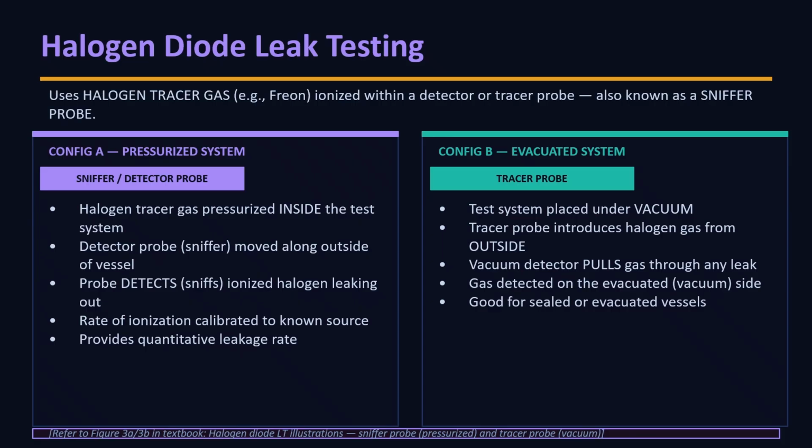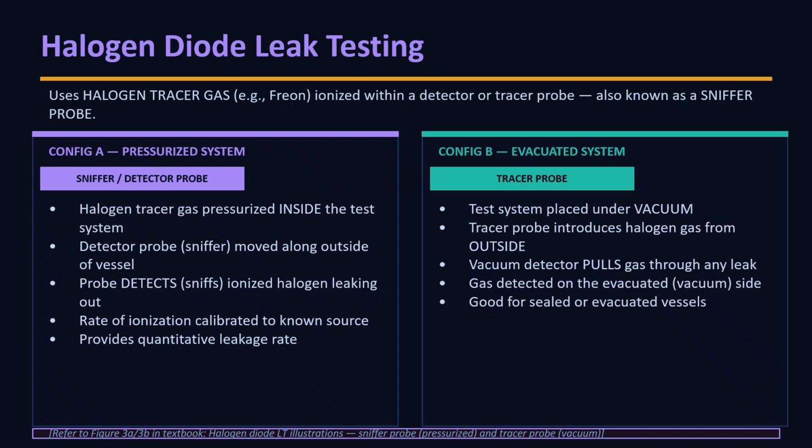Now let's look at the vacuum configuration. The component is evacuated. Tracer gas is introduced externally. The vacuum system pulls the tracer gas through any leak. The detector identifies the incoming gas. This configuration is particularly useful for sealed systems.